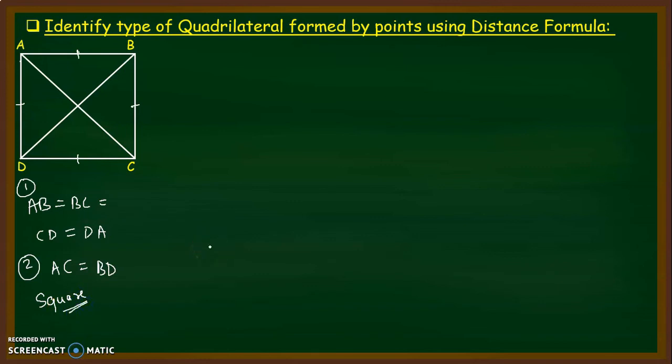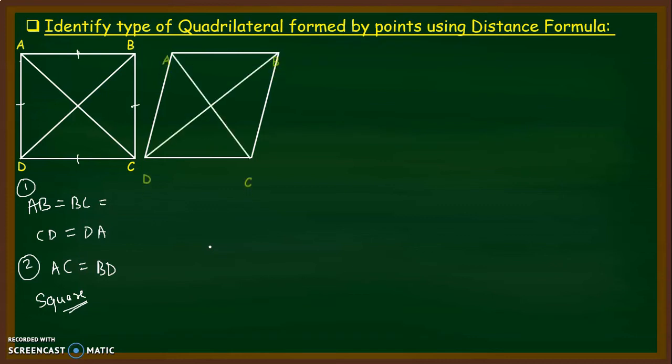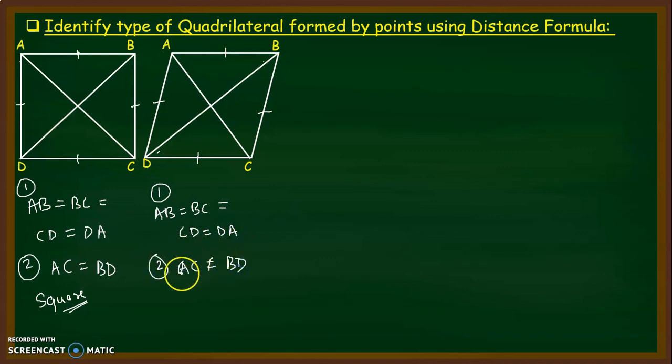The second type of quadrilateral is a rhombus. The property of a rhombus is that all sides will be equal, but the diagonals will not be equal. So if AB is equal to BC is equal to CD is equal to DA, that is, if four sides are equal and the diagonals are not equal, then we can say these 4 points will form a rhombus.